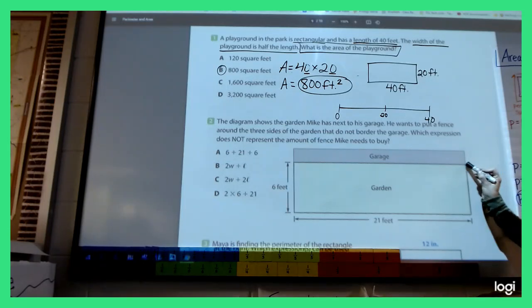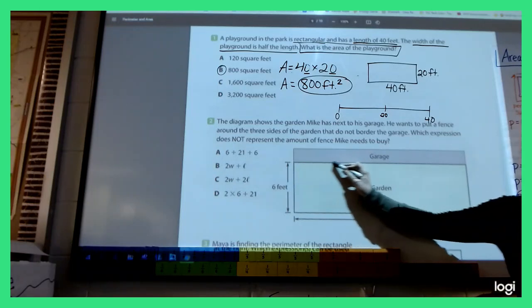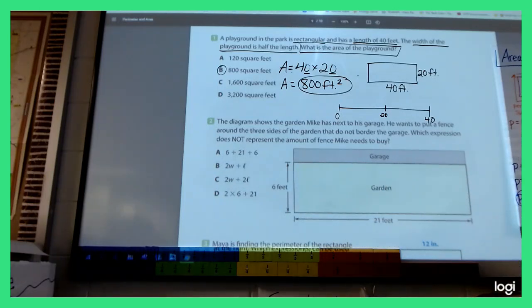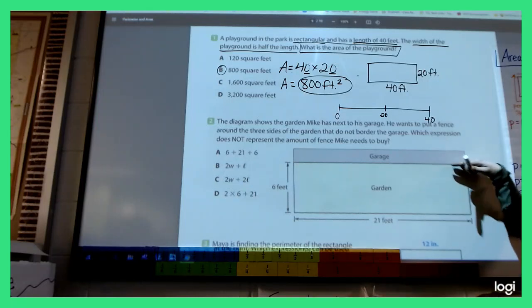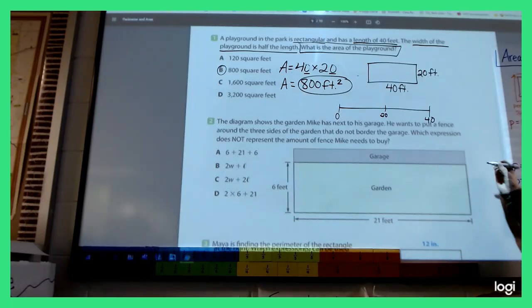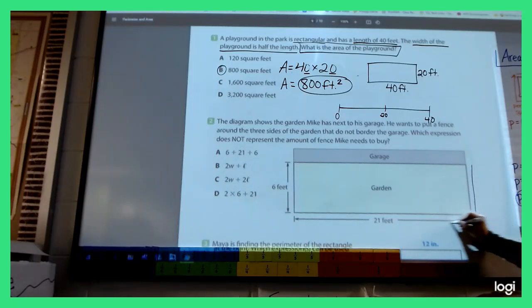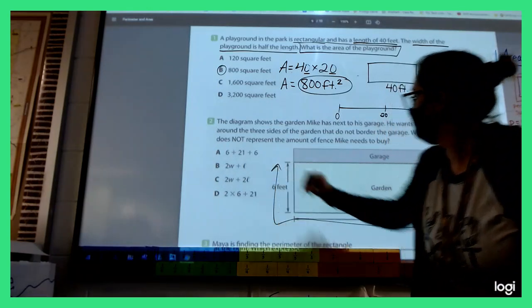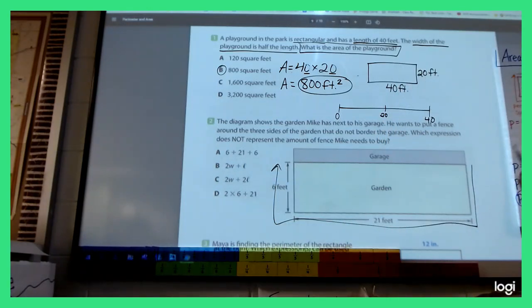Why don't I need a fence right there? Emma? Because the garage is right there. Yeah, it would make no sense, right? It'd be a waste of time and a waste of money. So I don't need a fence over there. So I am looking to fence in 3 sides of this shape, right? Okay. So they just want us to know which of these does not represent the amount of fence Mike needs to buy.